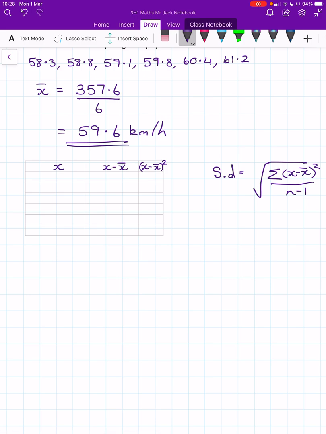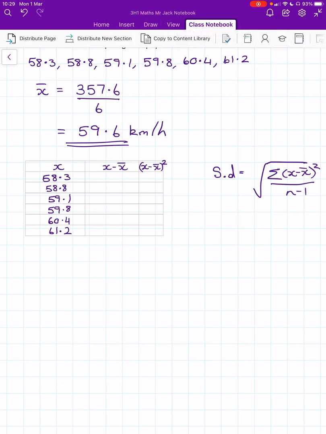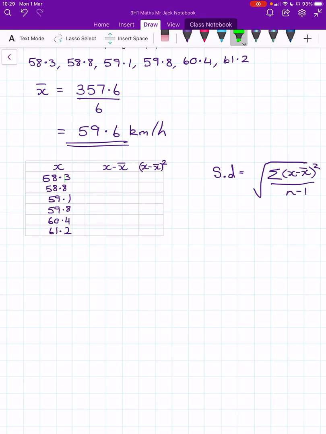Okay, so anyway, values into x here, so we put them in numerical order: 58.3, 58.8, 59.1, 59.8, 60.4, and 61.2. Now from each of those values of x, we are going to subtract the mean of 59.6. Okay, and that's what goes into this column here. So we take each of our data values and we subtract the mean.